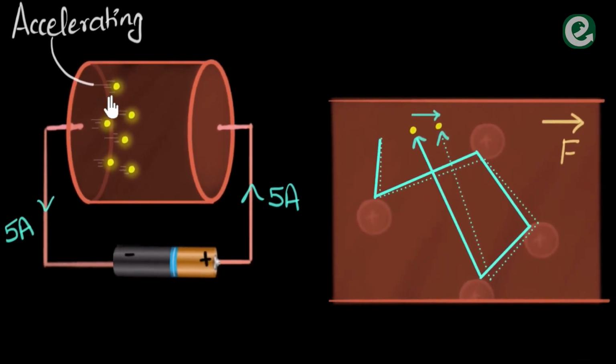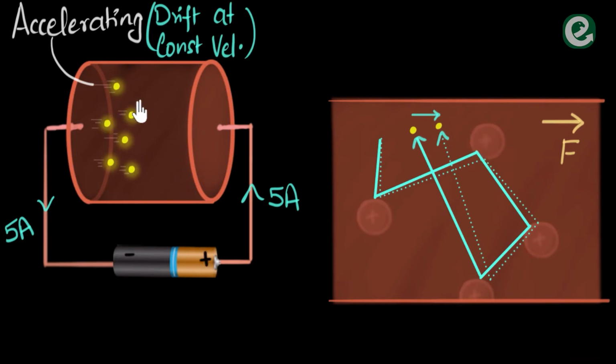So let me write that down. These electrons are accelerating, yes, but they drift at constant velocity. This is the most important part to take away over here. So why are they on an average drifting at a constant velocity? Well, because see, the battery is accelerating them forward, but the collisions are decelerating them, and that balances out, and as a result, they end up moving with a constant velocity, the drift velocity.